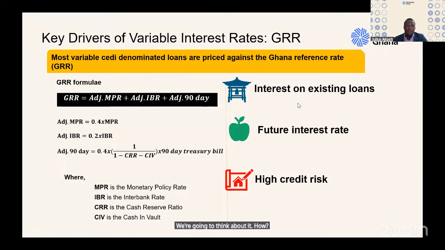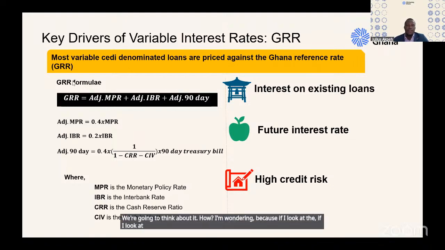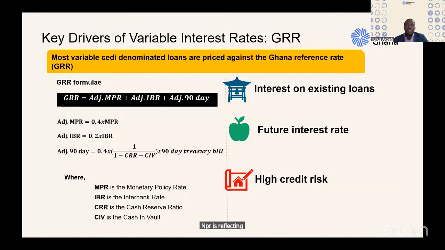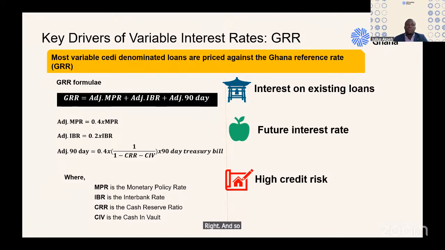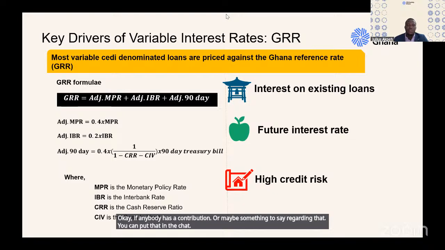I'm wondering, because if I look at the decomposition of the GRR, we have MPR. MPR is reflecting the monetary conditions of the country, Ghana cedi here, right? Interbank lending rates, or interbank rate, also a cedi rate, right? And so why would that be used for USD? I'm wondering. If anybody has a contribution or maybe something to say regarding that, you can put that in the chat. What Tony said.